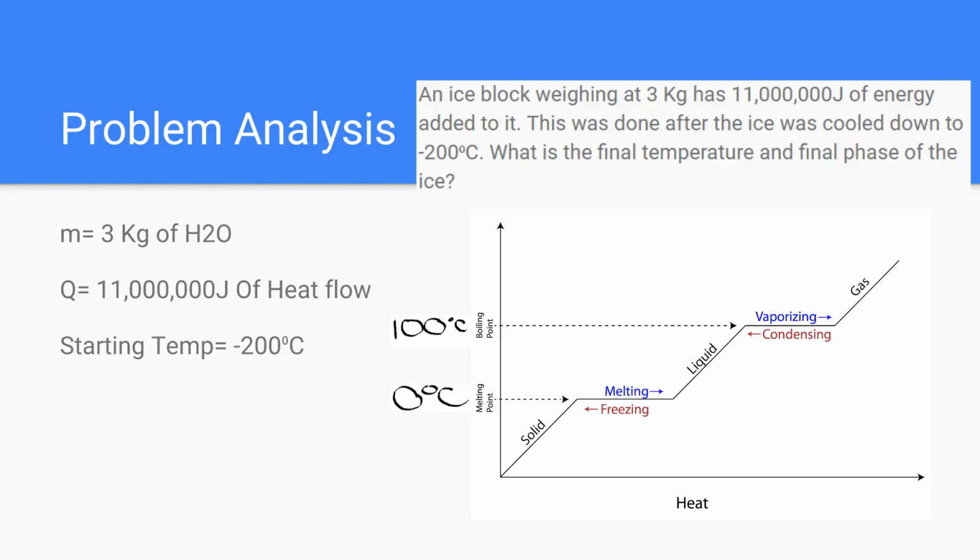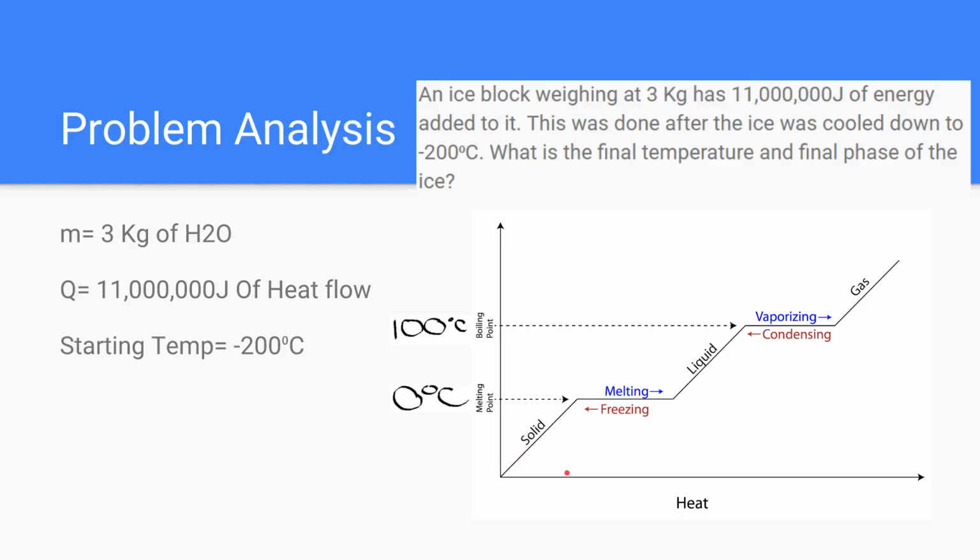We also know that the starting temperature is negative 200 degrees Celsius. This would fall in this area of our graph because we know that it's below the melting point of water. So it would be a solid, so it would be down here.